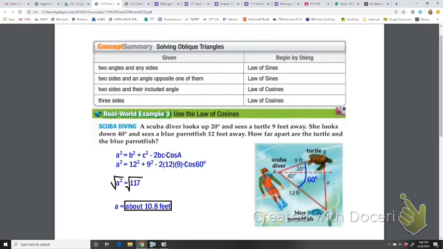And then the cosine of angle A was 60 degrees. So if you type the whole right side in, you get about 117, square root both sides, and it's about 10.8 feet between the turtle and the parrotfish.